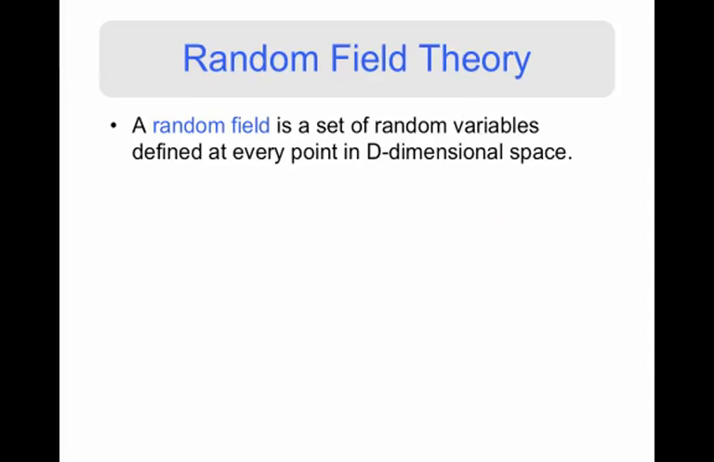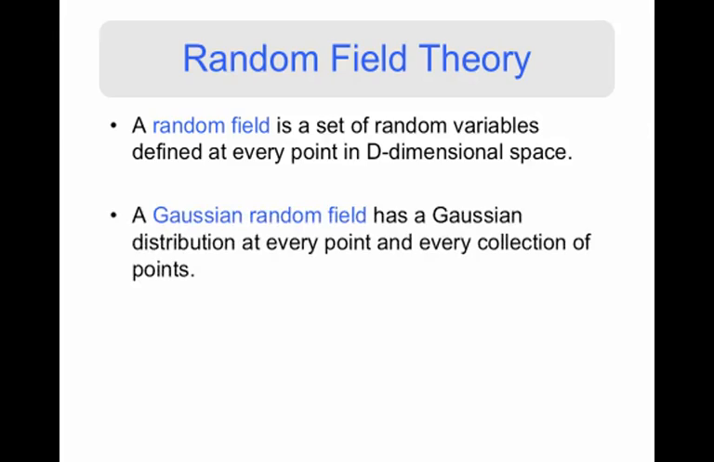And so this is where random field theory comes into play. Random field theory has a very rich mathematical background. It comes from the area of topology, but it was found to be useful in controlling for family-wise error rate as well. A random field is a set of random variables that are defined at every point in some d-dimensional space. What we're most concerned with here are Gaussian random fields. A Gaussian random field has a Gaussian or normal distribution at every point and every collection of points.